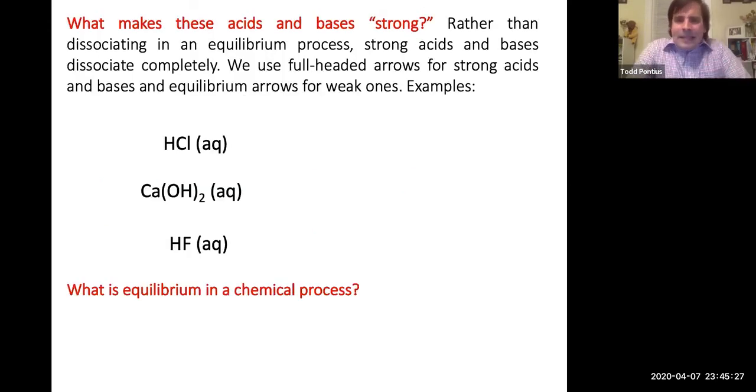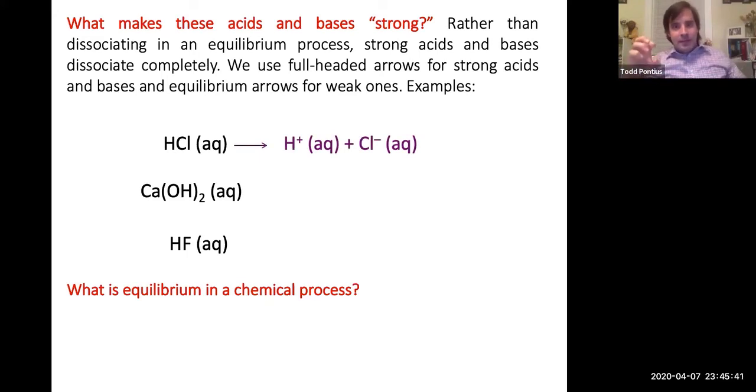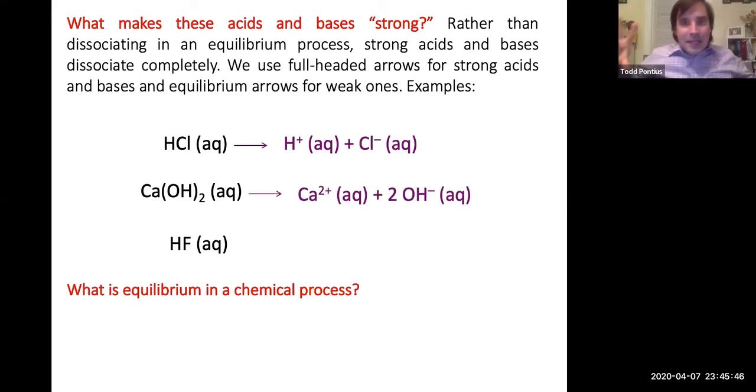So what makes an acid or a base strong? When it goes all out. So for all intents and purposes, 100% ionized in solution. So HCl, boom, turns completely into H plus and Cl minus. Ca(OH)2, calcium hydroxide, boom, it turns completely into calcium 2 plus and 2 hydroxides.